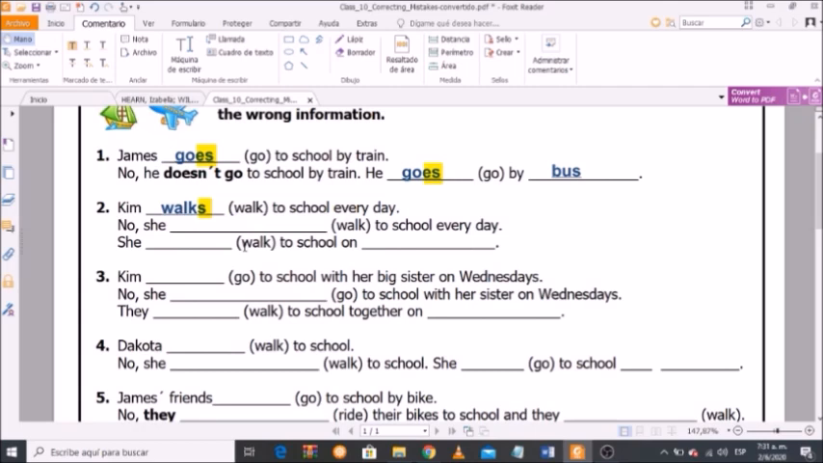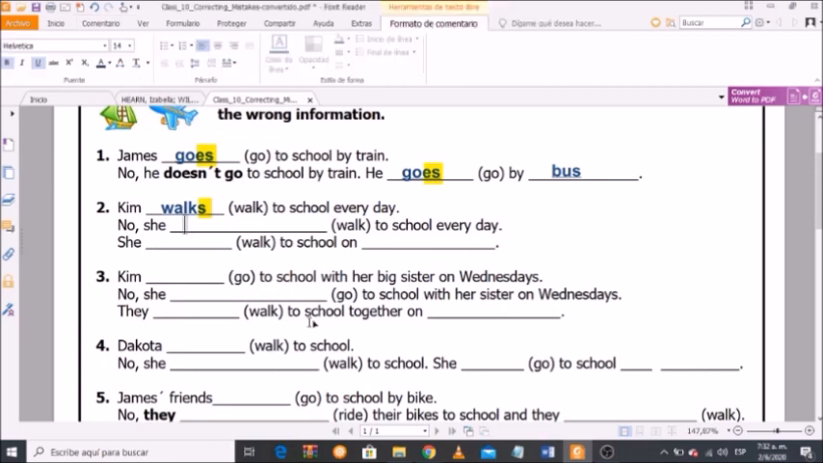But we know that this is not true. Sabemos que ella no camina a la escuela todos los días. So, vamos a negar esta información. Y fíjense, tomando el ejemplo de la primera oración, ¿qué podemos escribir en esta segunda oración? No, she... Okay, very good. She doesn't walk to school every day.